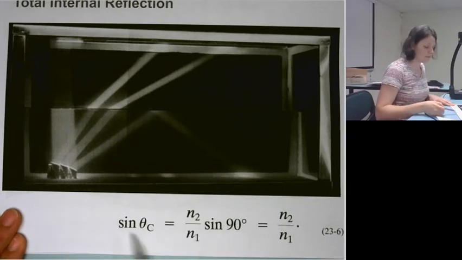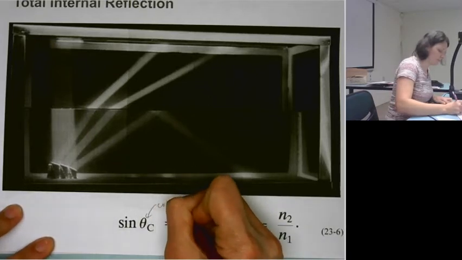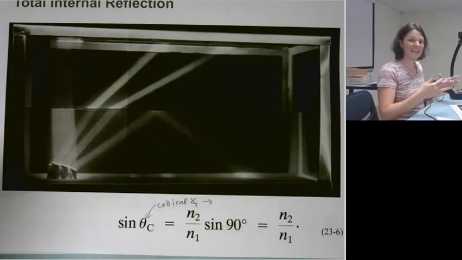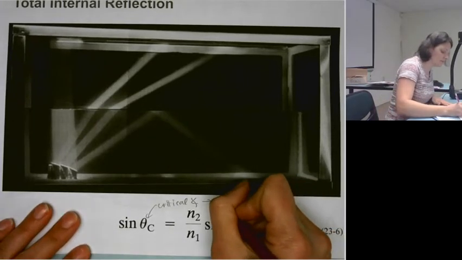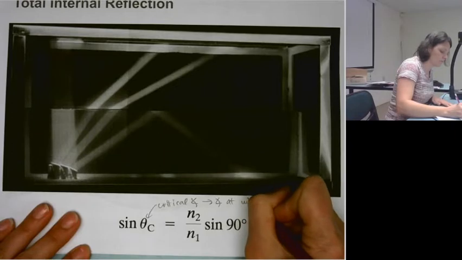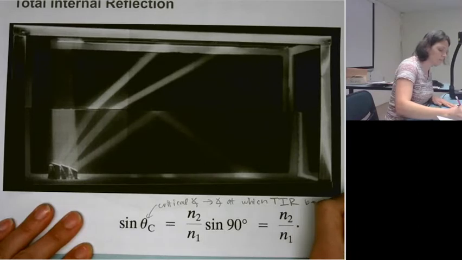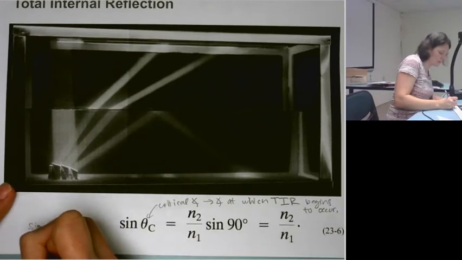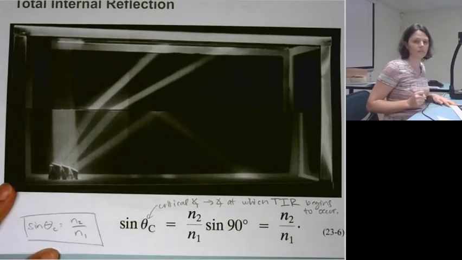So there's a formula for the, it's called the critical angle. The critical angle is the angle at which, any bigger angle, and there will be total internal reflection. So this is the angle, TIR, total internal reflection. And so sine of the critical angle is just N2 over N1.